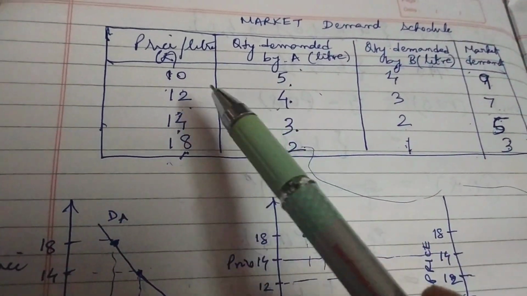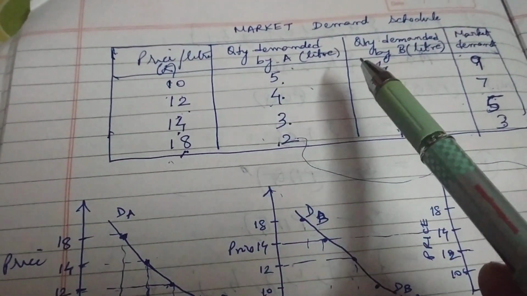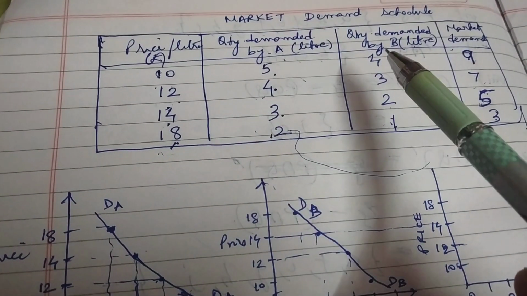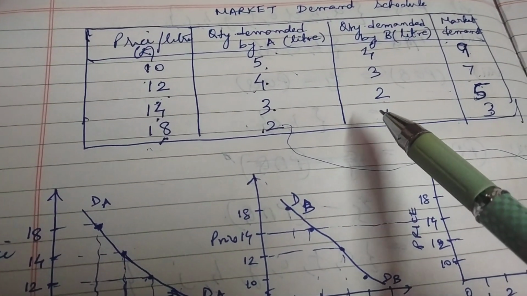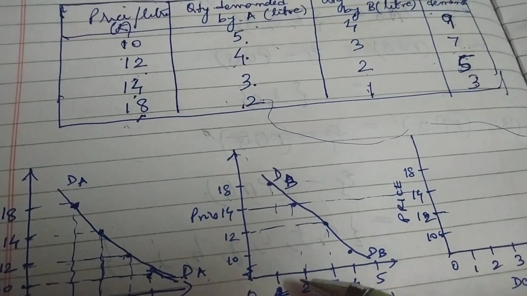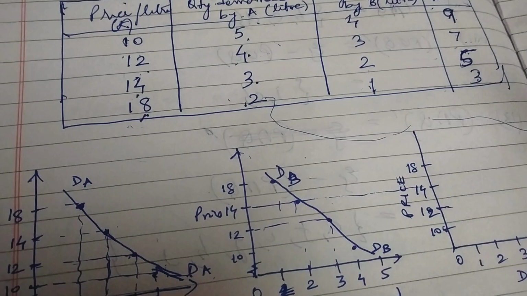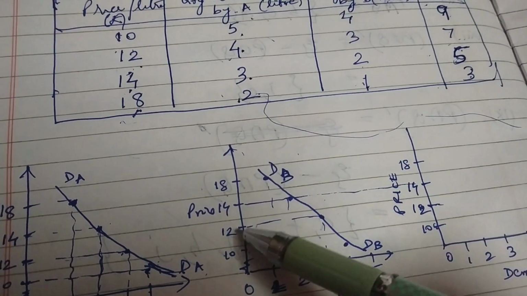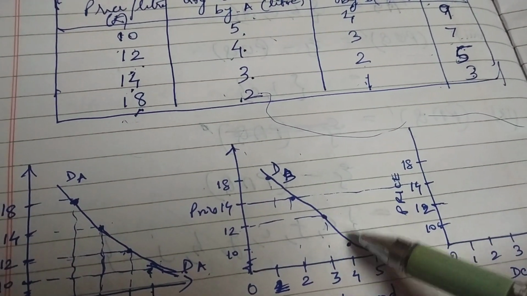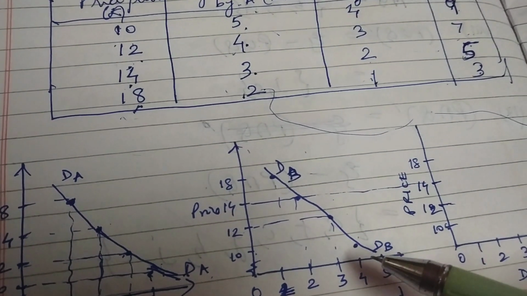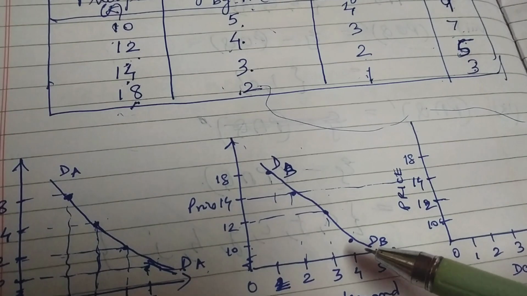Similarly, when I plot the demand schedule of individual B, I have taken price and again the demand for individual B and plotted it here just like the previous one. Again I will get 4 combinations, 4 points, at 10, 12, 14, 18. If I join them, I will get a downward sloping demand curve for B.